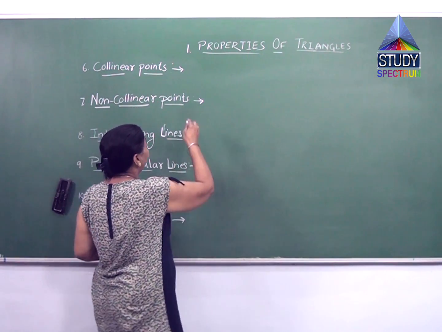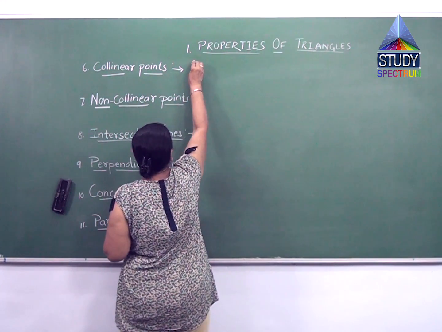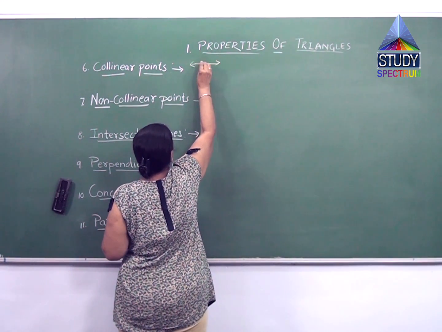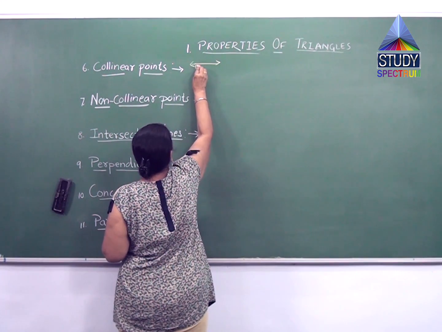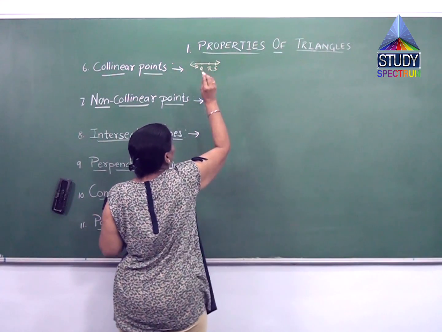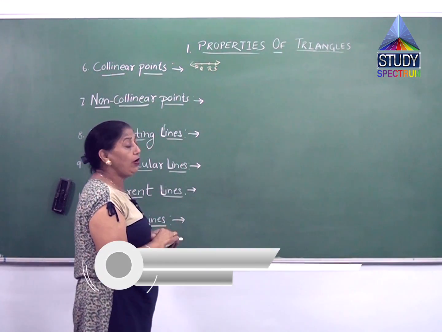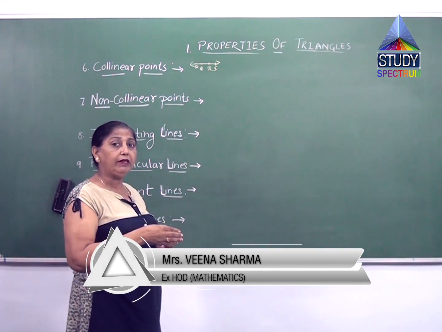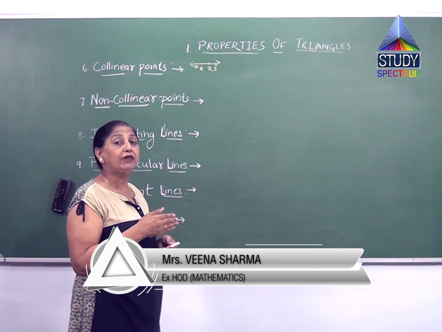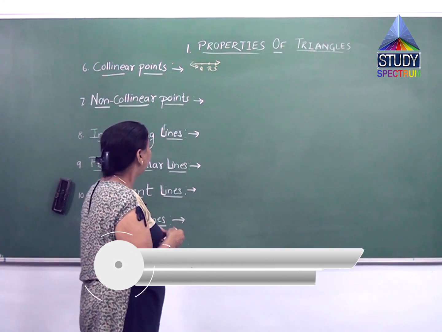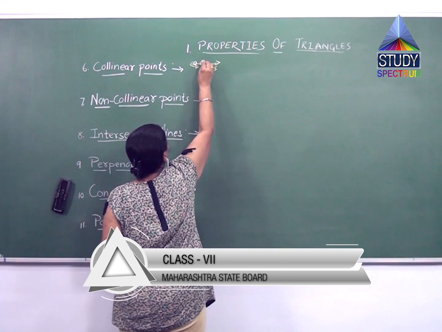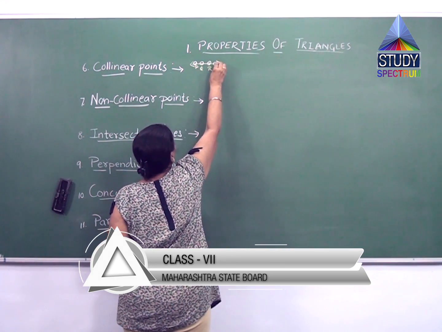Now as I told you, a line is what? A set of points. That means there can be an infinite number of points, P, Q, R, S, right? Now when all the points lie on the same line, then we can say that all the points are collinear. Here P is on the line, Q is on the line, R is on the line and S is on the line.